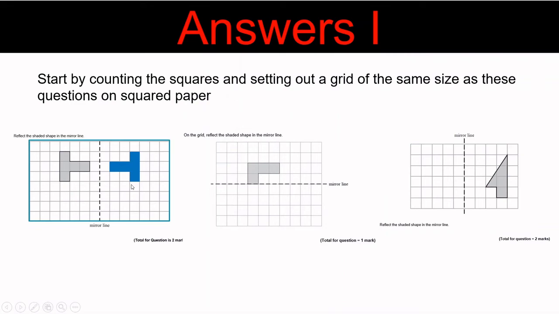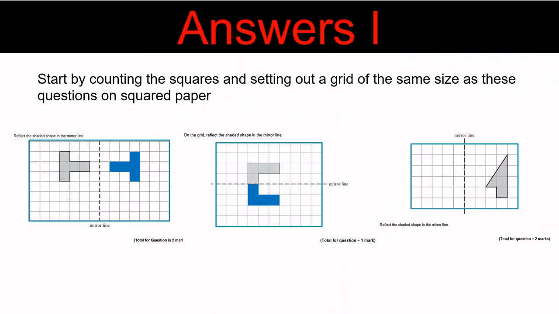For the second image, we start by drawing the rectangle, which is 8 squares high by 10 squares across. You drew your mirror line right through the middle there, 4 squares down from the top, and the image. And as we can see, that image was touching the mirror line, so its reflection is also touching the mirror line. For our last image, we drew a rectangle, which was 10 squares across and 6 squares up.